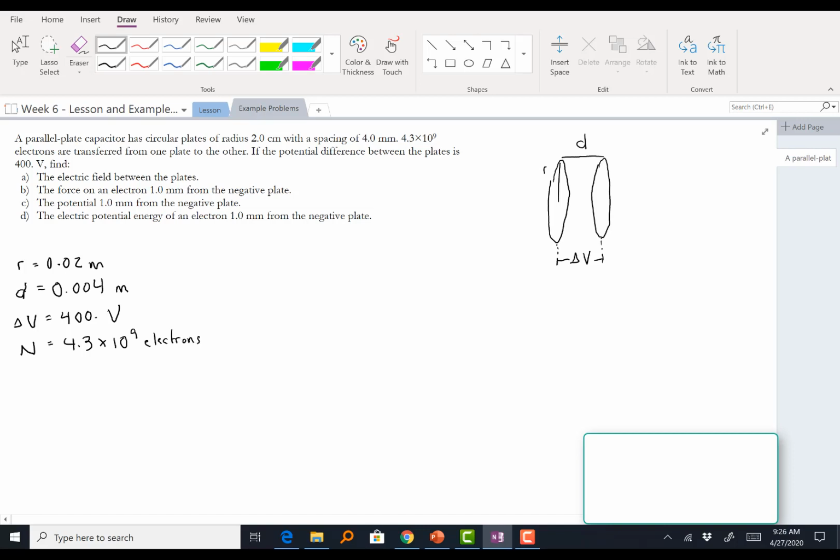And then to find the charge on either of these plates, I'm going to just take that number of electrons and multiply it by the charge on each electron, which is that fundamental charge e, 1.6 times 10 to the negative 19th. And I can calculate what the charge is on these two plates. So for right now, I'll just say the left plate is positive, the right plate is negative, and we can go on from there. All right, first part, A, is asking for the electric field between the plates.